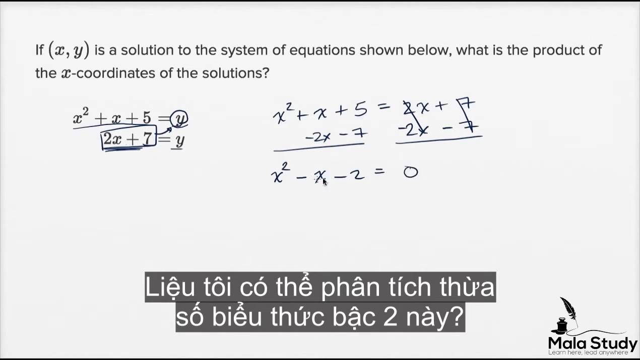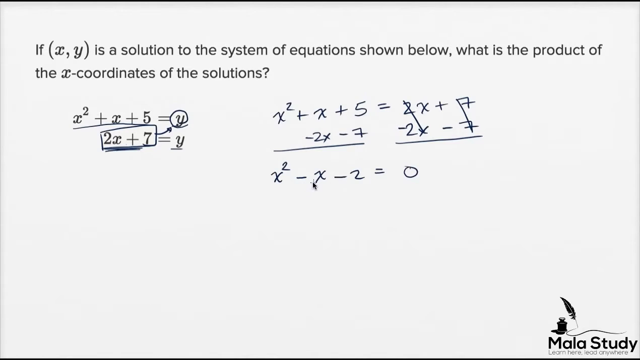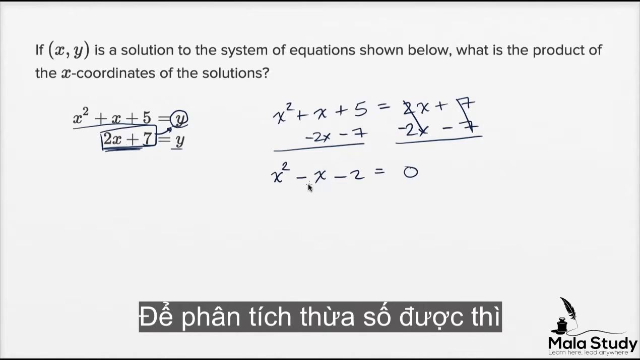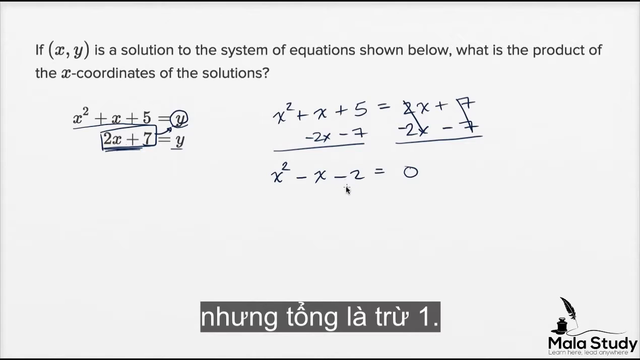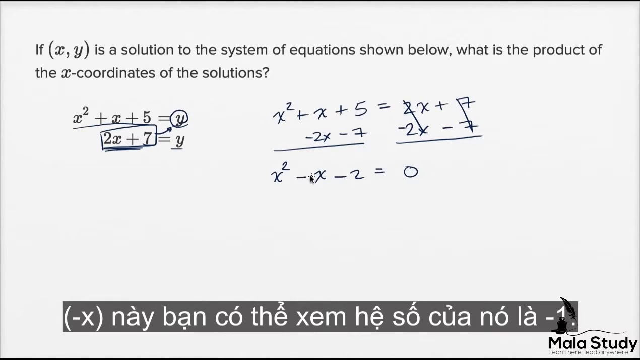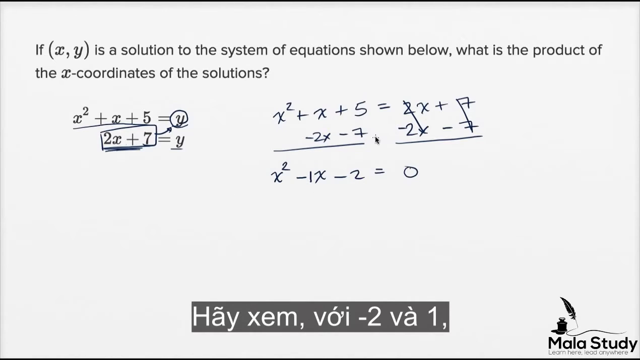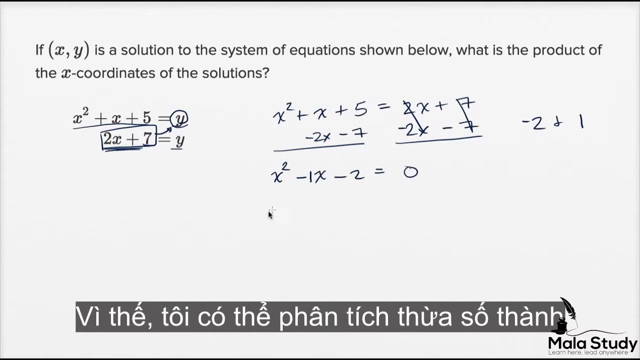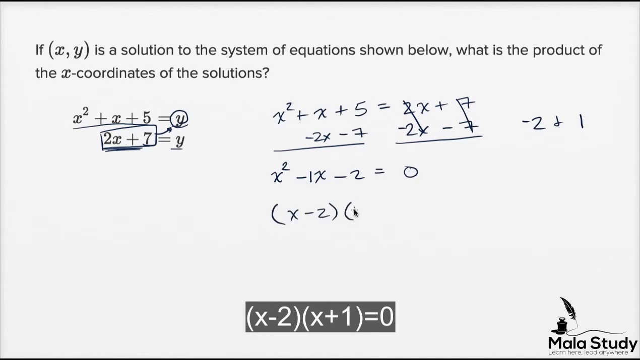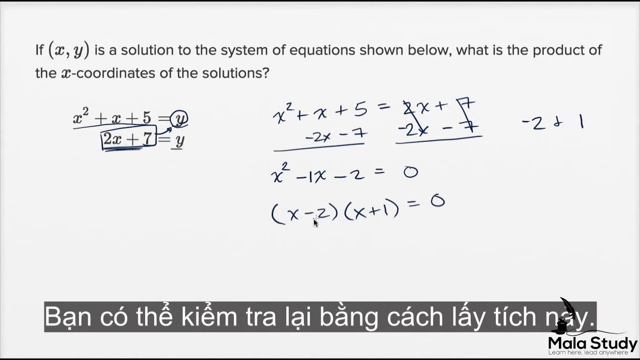Now let's see. Can I factor this quadratic expression? If what I'm about to do looks like voodoo, to factor it, or at least attempt to factor it, I have to think, well, are there two numbers whose product is negative 2, but if I were to add them, they add to negative 1? This negative x, the coefficient here, you could think of it as a negative 1. So let's see. Well, negative 2 and 1, their sum is negative 1. Their product is negative 2. So I can factor this as x minus 2 times x plus 1 is equal to 0. And you could verify that if you take the product here, you're going to get that over there.